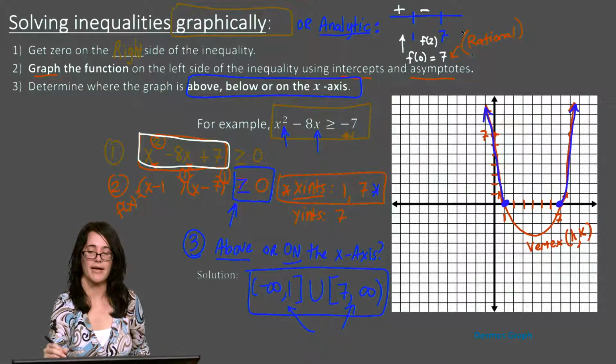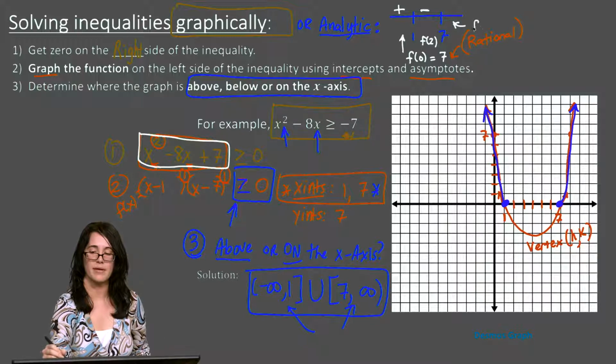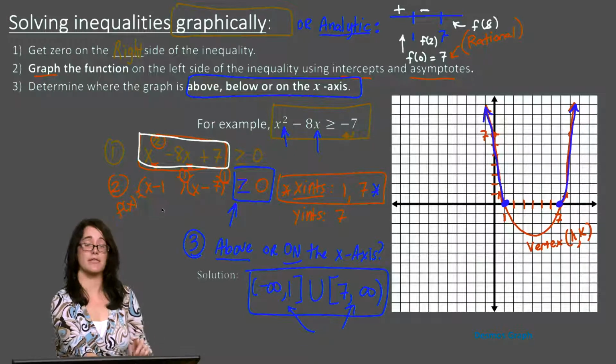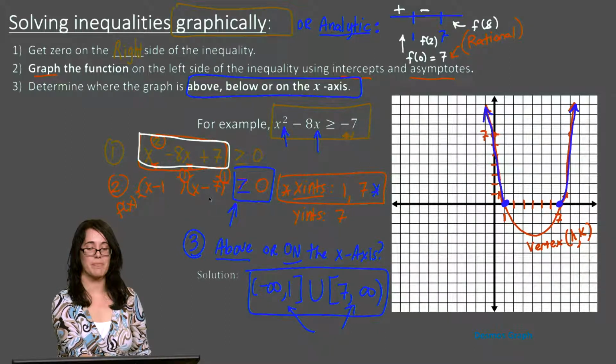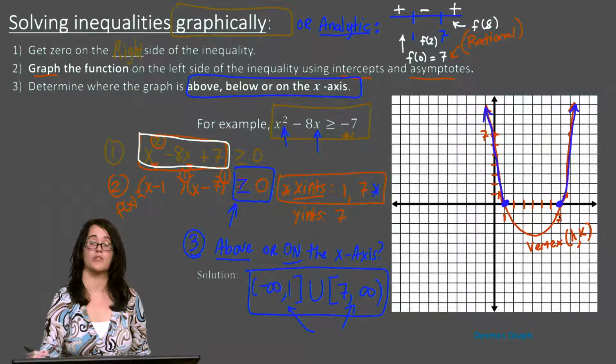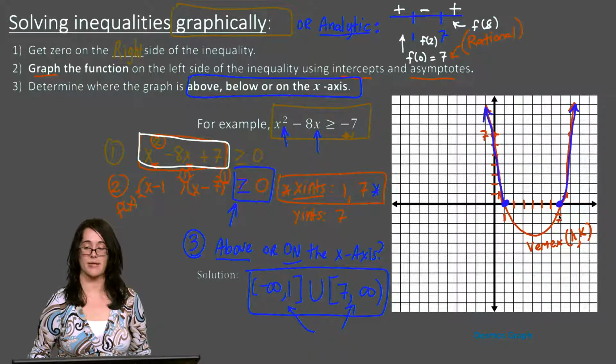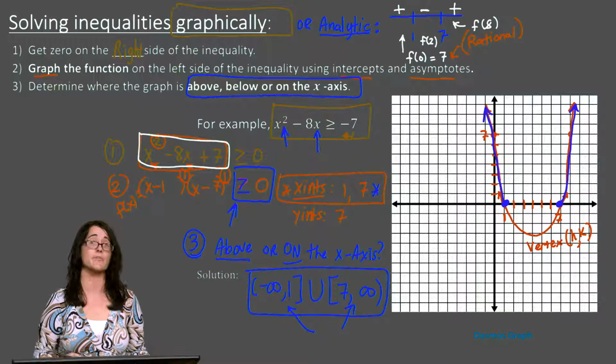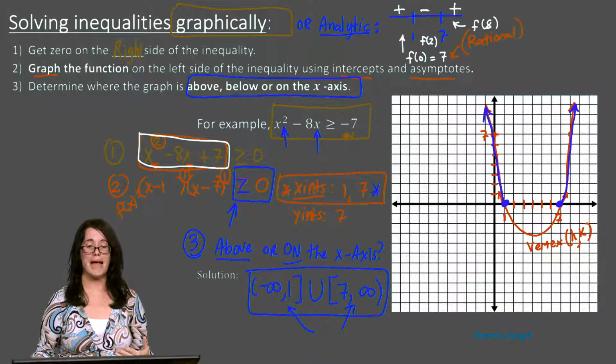And finally, the last step for the analytic approach would be to pick a number to the right of 7. How about 8? Again, if you plugged 8 into the factored form, 8 minus 1 is +7, and 8 minus 7 is +1. So we get a positive result, which is exactly what we expected to the right of the value x equals 7. So this is another way that you might sometimes see in a textbook or a tutor going over how to solve inequalities. I just wanted you to see it at least one time.